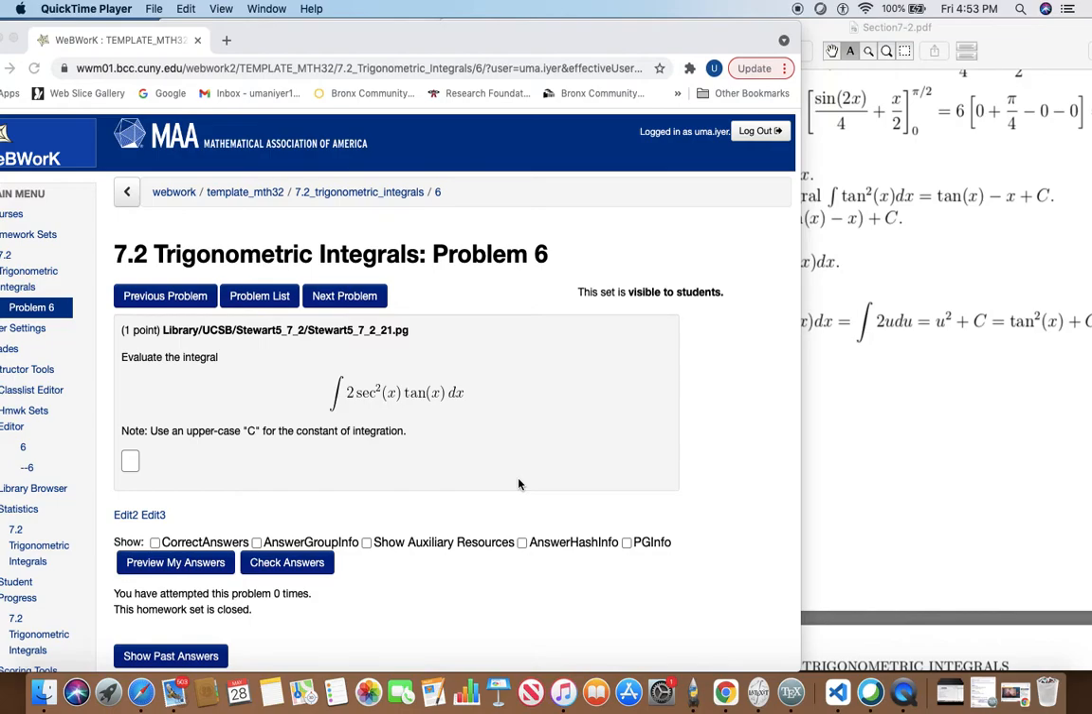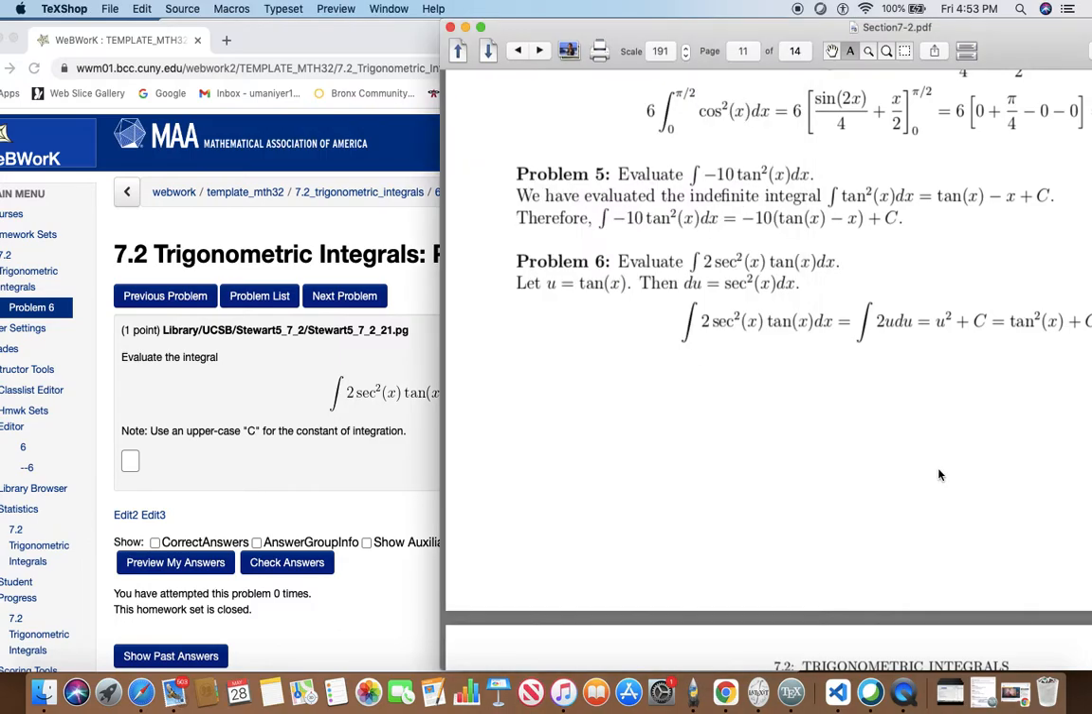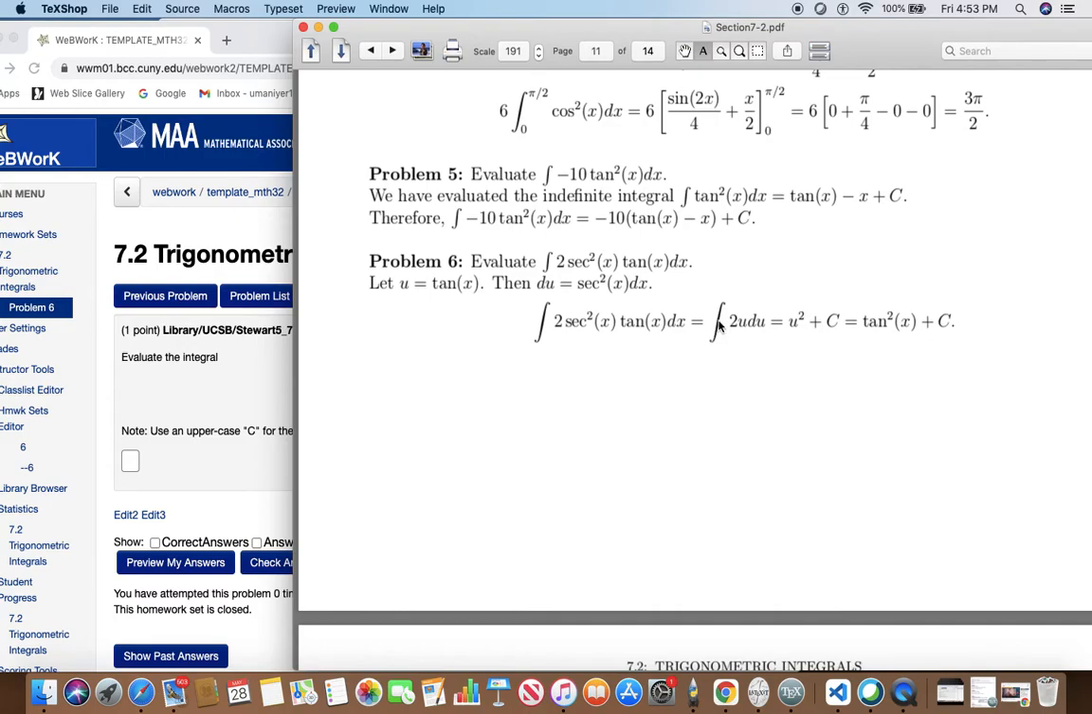Come back. Problem 6. Integral of 2 secant squared x tan x. This is a straightforward question. Integral of 2 secant squared x tan x. Substitute u equals tan x. Then du equals secant squared x dx. You see? So the integral of 2 secant squared x tan x will be equal to the integral of 2u du.